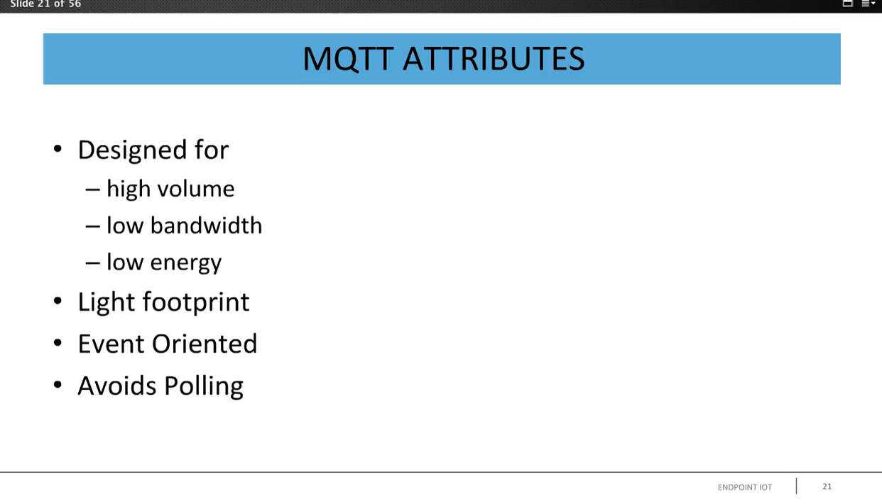HTTP, we're going to talk about request response next, but that's how it's different from HTTP. MQTT was designed for high volume, low bandwidth, low energy. It is event-oriented, which means it doesn't have to run all the time, which means it can save battery time. So when you see this polling word, that means we're avoiding battery drain there, and we only need to turn on when we need to transmit or receive information from a sensor perspective.